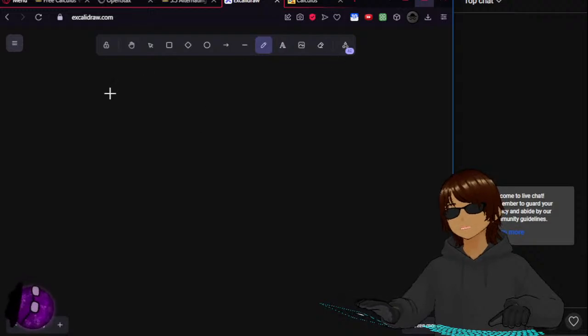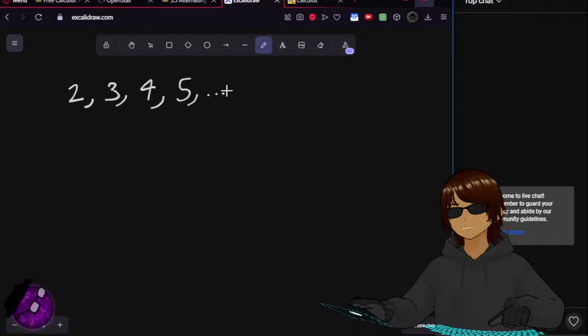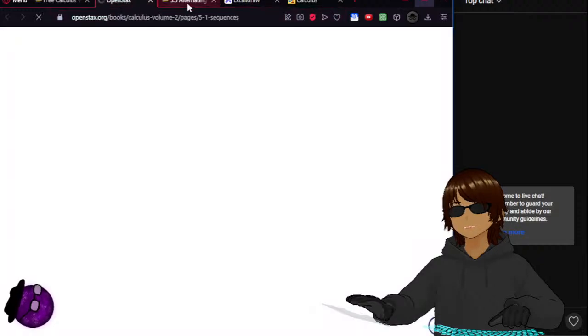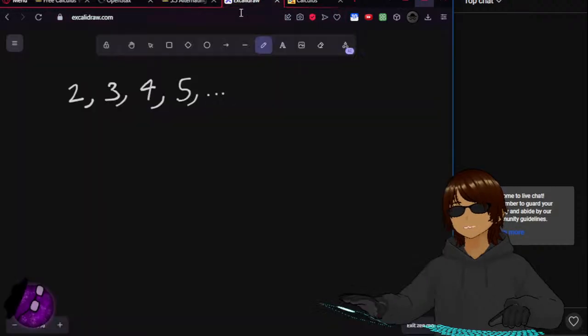So a sequence is like a list of terms. So 2, 3, 4, 5, so on. It could be finite or infinite. But a sequence is a list of terms which I think always follows a pattern. Would you call it a sequence if it doesn't follow a pattern? I think the sequence has to follow a pattern.